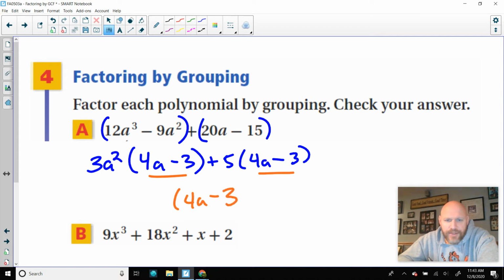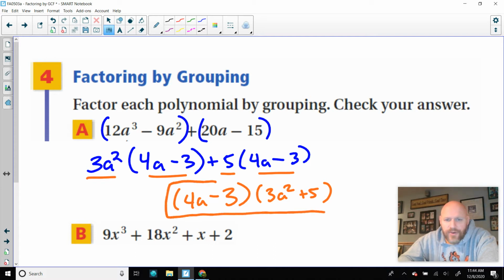It's like step 2, stage 2. I put a 4A minus 3 out front. Now that those are gone, in the parentheses, I just have a 3A squared and a 5. There you go. And that would be the answer that you would type into your Google quiz, just like that.